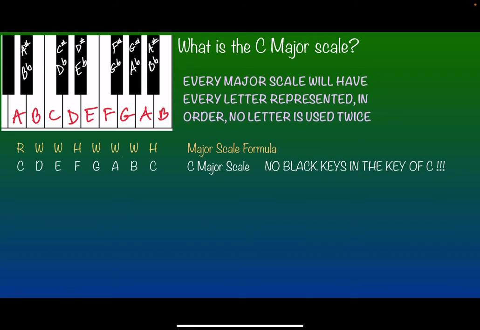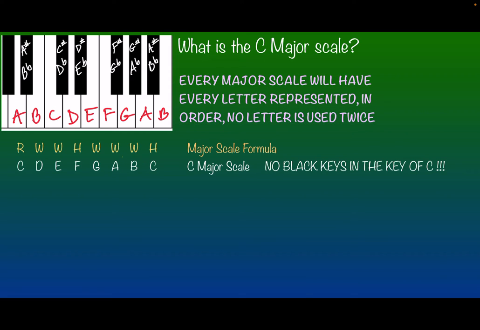All right, here is a key concept for you. Every major scale will have every letter represented in order. No letter is used twice. Now, maybe one of the letters will be sharp or flat, or maybe a bunch will be, but you will never see the same letter twice within a scale. You will never see D to D sharp. You will take that D sharp, look at the keyboard, and we will reference that note as E flat. So that is a key concept for you to understand. Every letter will be there in order.